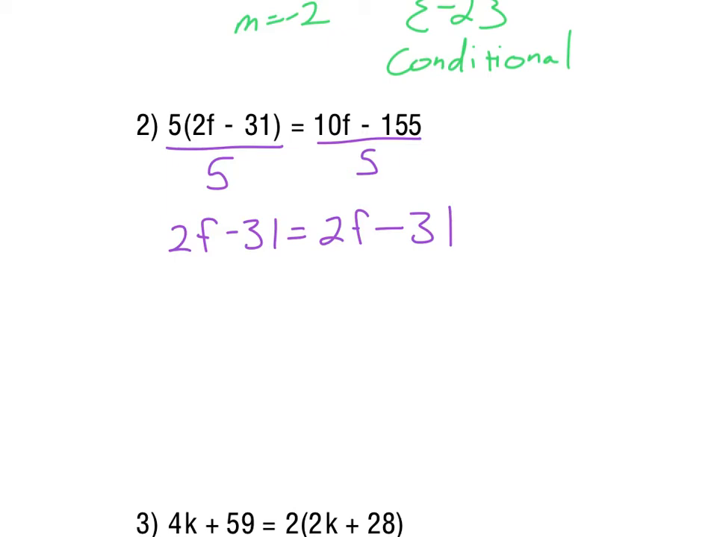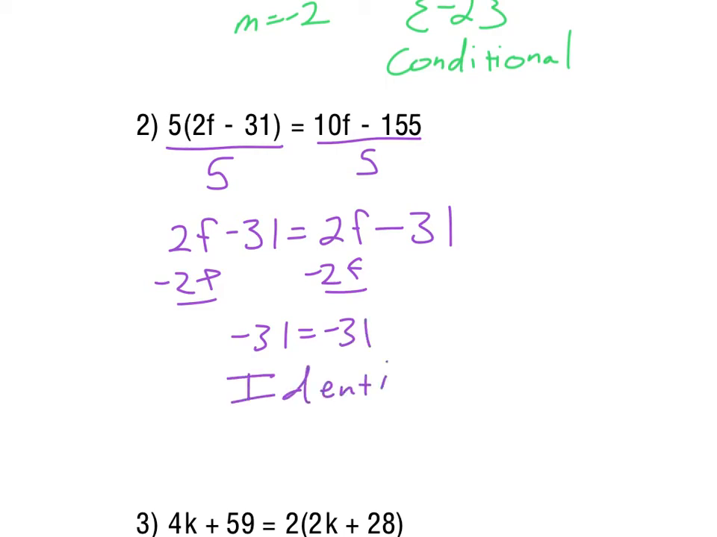And then at this point, if you look at this and say, hey, wait a second, those two sides are both the same thing, that's perfectly fine. You can see that, yeah, they are the same. If you want to go further, you could subtract the 2f from both sides and even add the 31, or just leave it. But we get negative 31 equals negative 31. So that means that this is an identity.